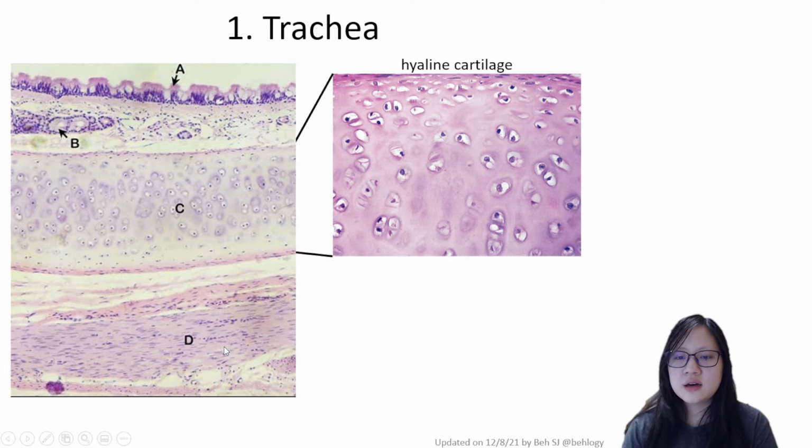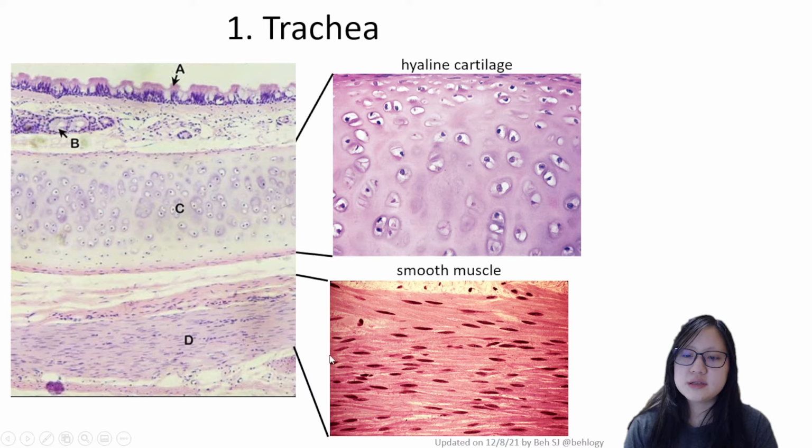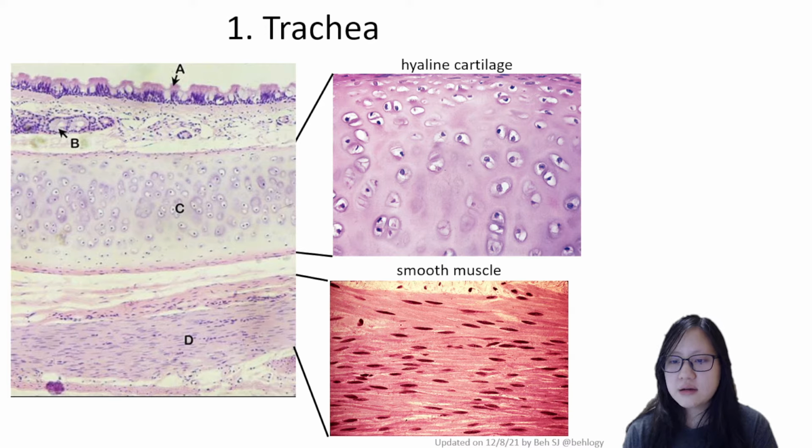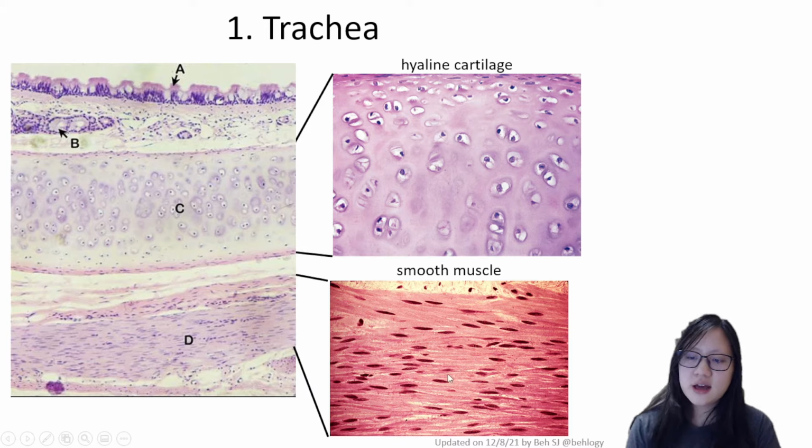We look at D here. D here is smooth muscle, and this is a zoomed in version of what's going on. You can see here how the nucleus is elongated, and the cells are elongated as well, and they pack together quite closely, forming these layers. And again, I think it's really quite beautiful.